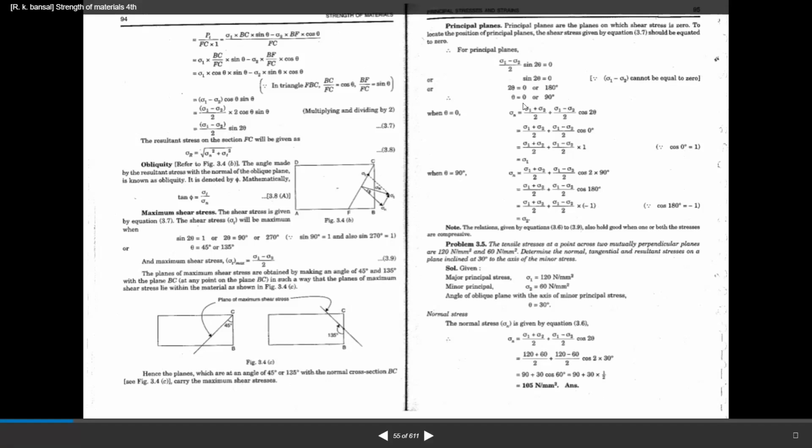Sin 2 theta equal to 0. 2 theta equal to 0 or 180. Theta equal to 0 or 90.